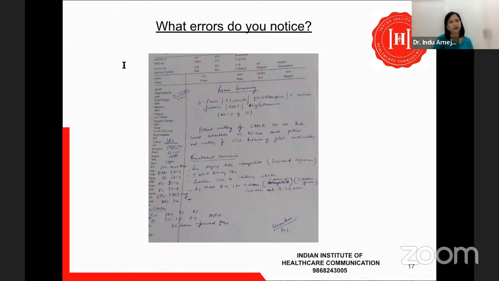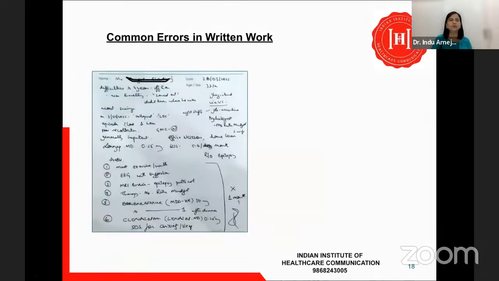Absolutely. And there is no responsibility. So they keep learning that, and that becomes their norm for the future. I agree with you. So, common errors that you will get to notice in the written work.